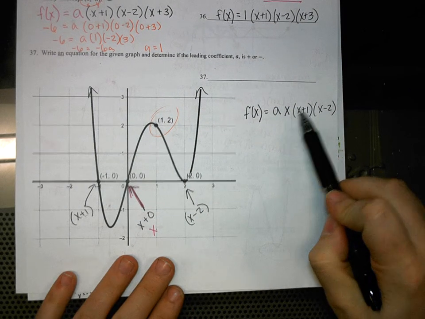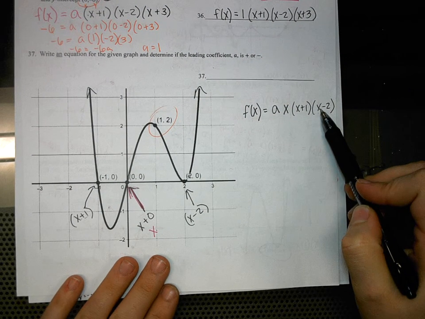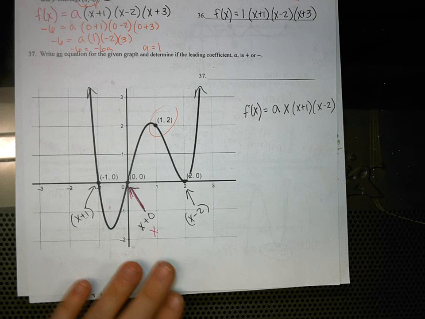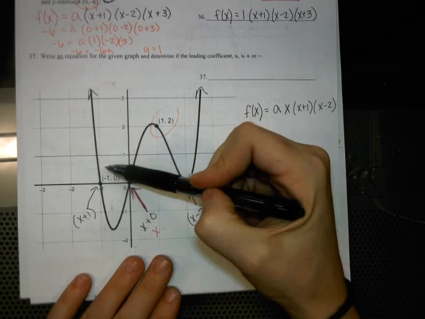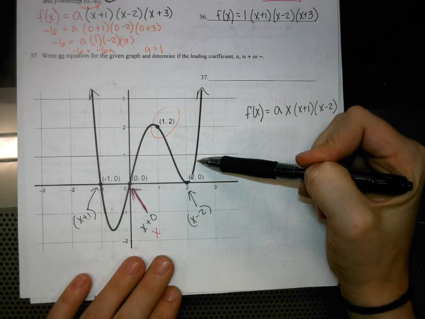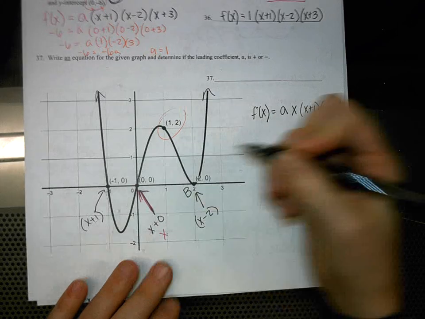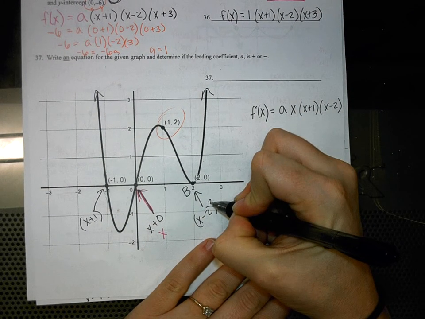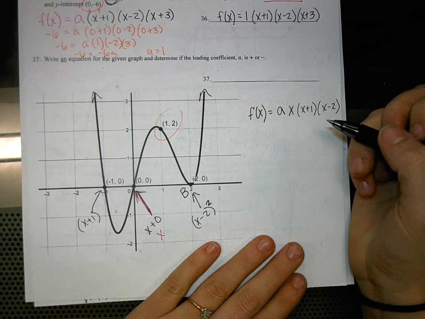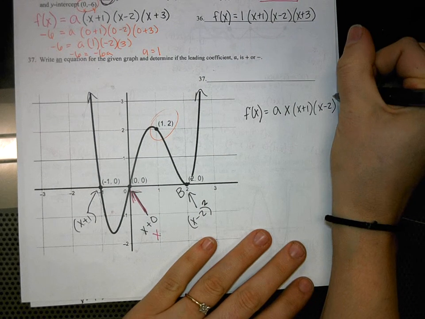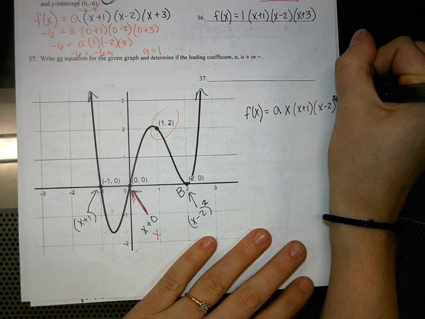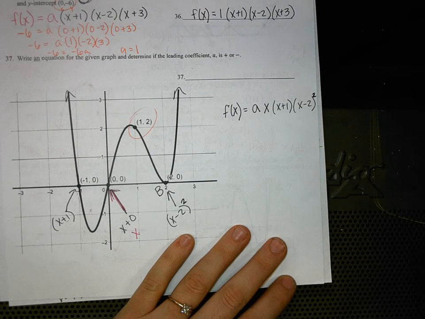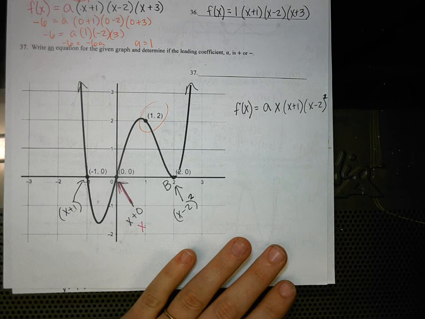Do any of these happen more than once? Pass, pass, bounce. A bounce means you have to have an even multiplicity. So this exponent has to be to the 2nd power or to the 4th power, something like that. So we're just going to write the lowest one. If I write it to the 2nd power, I'm going to put a 2 outside the parentheses. And now I need to solve for my a value.